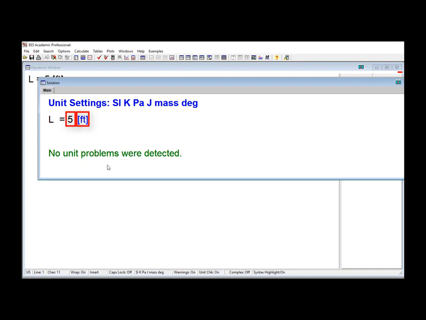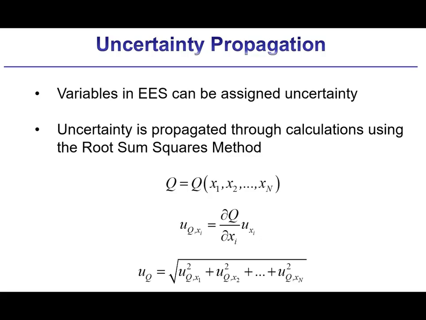But in ease, variables can also be assigned some uncertainty. The results of the calculations that involve these variables will themselves have some uncertainty, and the process of keeping track of how the uncertainty in the measured variables causes uncertainty in calculated variables is referred to as uncertainty propagation.